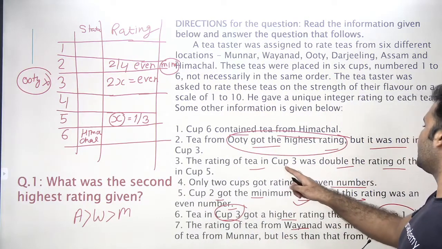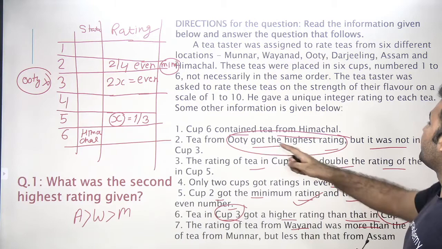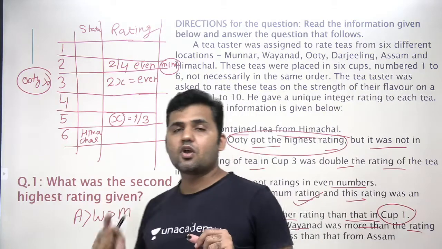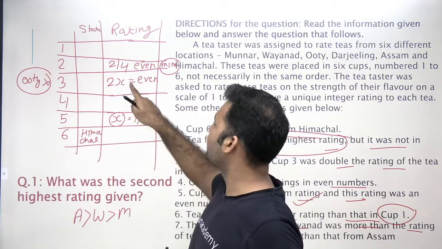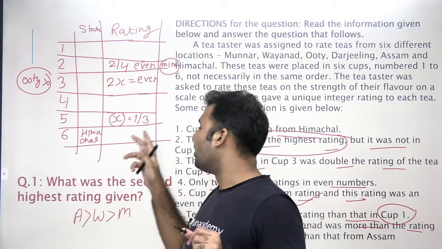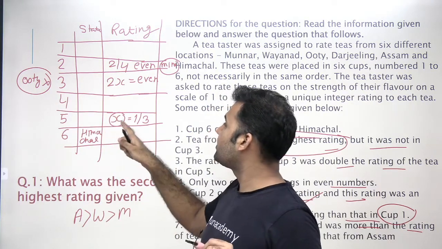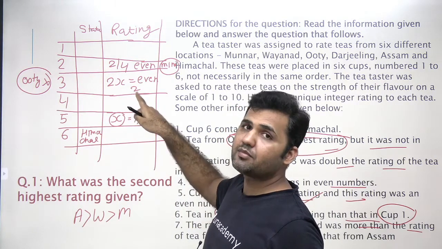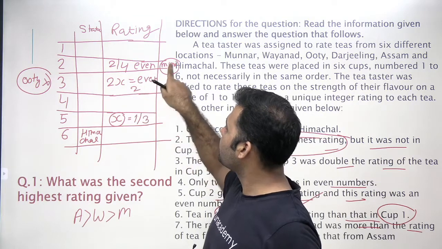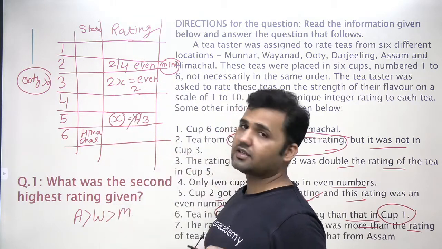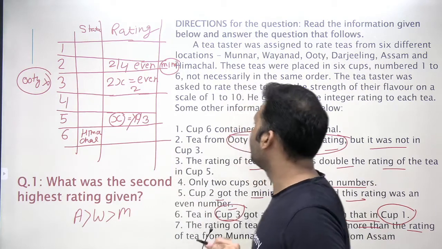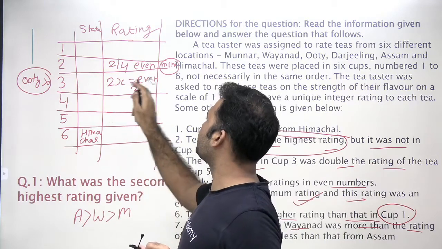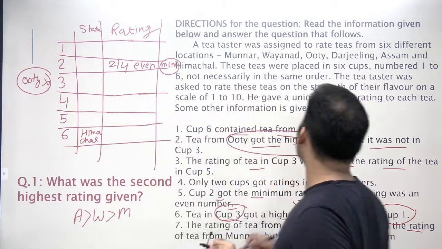The rating of tea in cup 3 was double the rating of tea in cup 5. Tea from the Ooty got the highest rating, but it was not in cup 3. So cup number 3 is not having the highest rating, so I cannot put the value of 10 here. So therefore the only possibility for cup number 5 is to have the rating of 1 and 3. Now if I put 1 here, then this value will be 2. Then this becomes minimum, right? And minimum rating is cup number 2. So 1 is also not the possible case. So if 1 is not coming here, that means 3 is coming here. So straight away I can mention these two values, that if 1 is not coming, 3 will come here. If 3 will come here, then the value that will come over here will be 6, right?